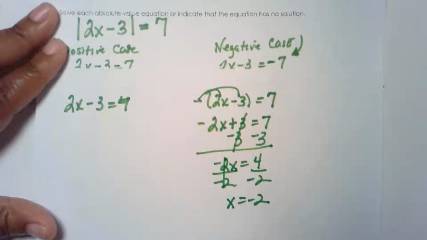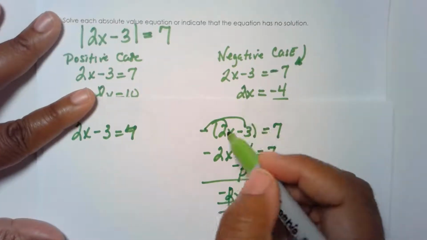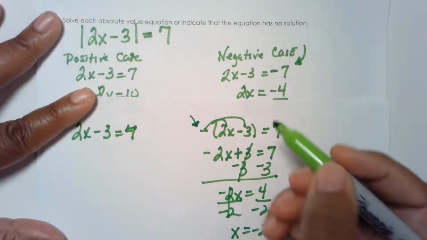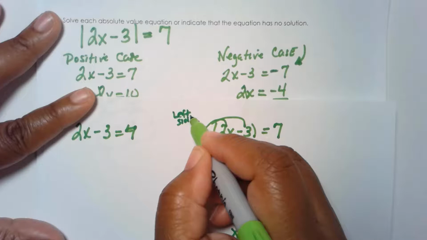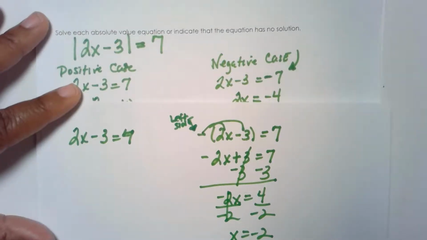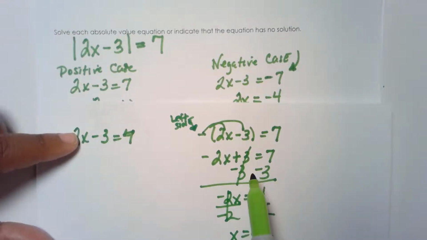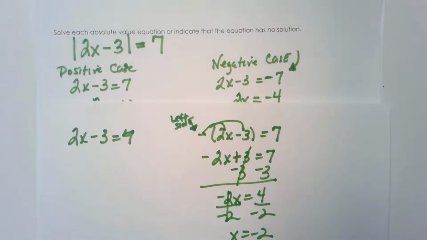Now my personal preference for representing the negative case is putting the negative on the left side of the equation, where I would have to distribute the negative. It's going to make life so much easier when you do it that way, as we talk about how to solve an absolute value inequality. So just be mindful that my preference, when we represent the negative side, is that the negative sign be on the left hand side of the equal sign.